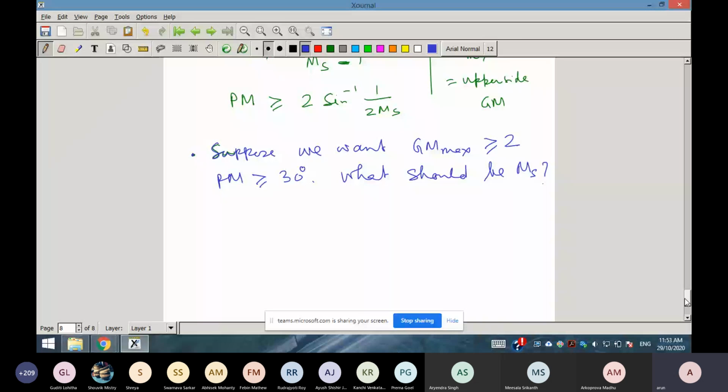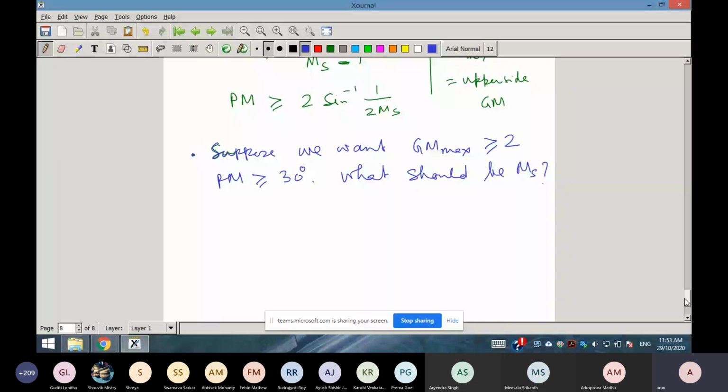Why? Because phase margin is closely related to damping ratio. So damping ratio is approximately phase margin divided by 100. So phase margin 30 degree to 60 degree means your damping ratio is almost 0.3 to 0.6, which is a reasonable value for a well designed system.